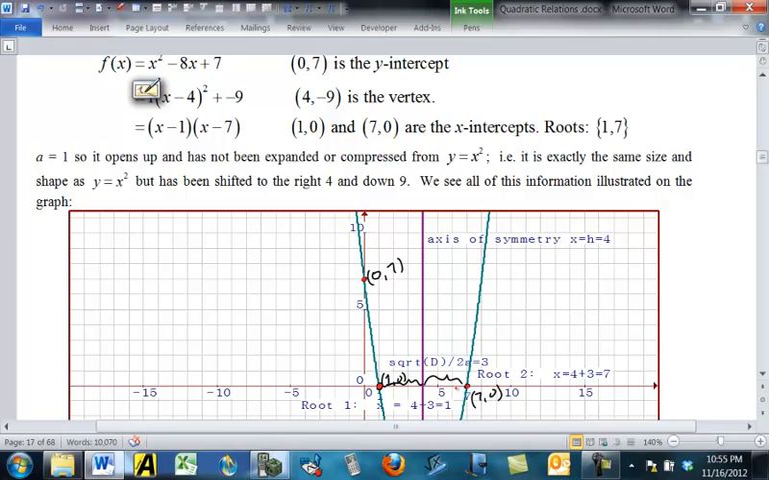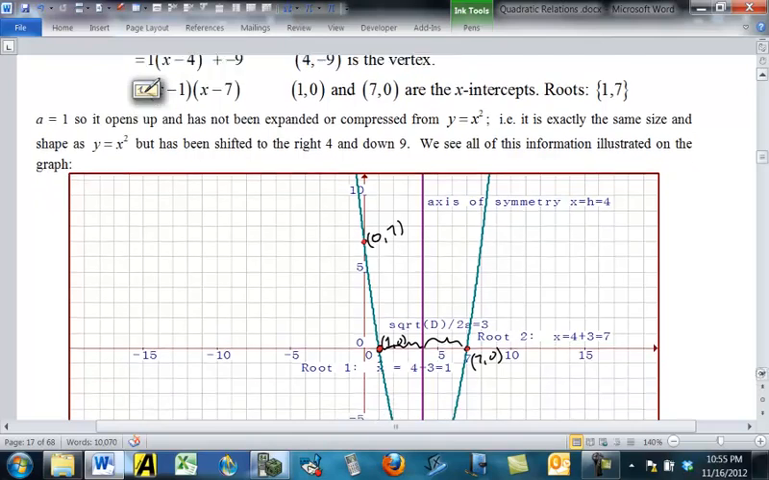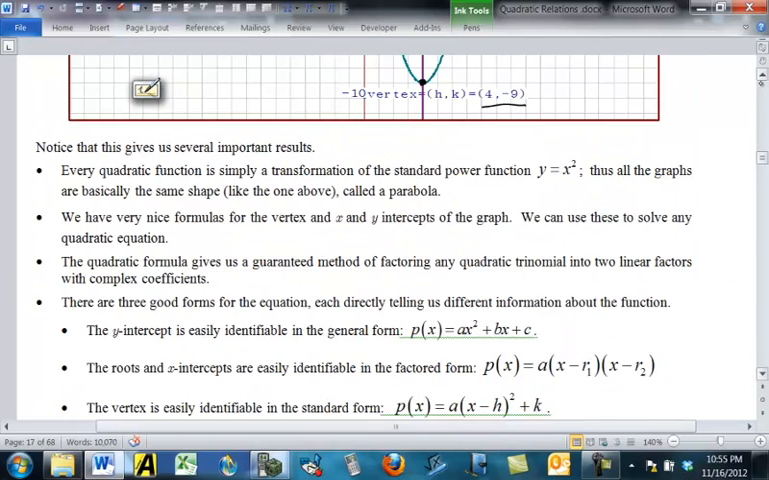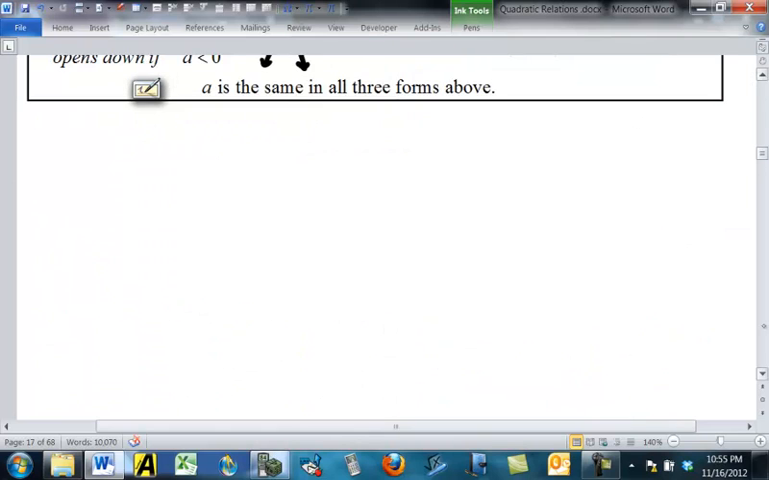The distance between h and the root here is 3, so it's 4 plus or minus, so the square root of d over 2a is 3. And so the roots are 4 plus 3 and 4 minus 3. And so you can actually see each part of that quadratic formula visibly on the graph. And of course your vertex is down at the bottom there.